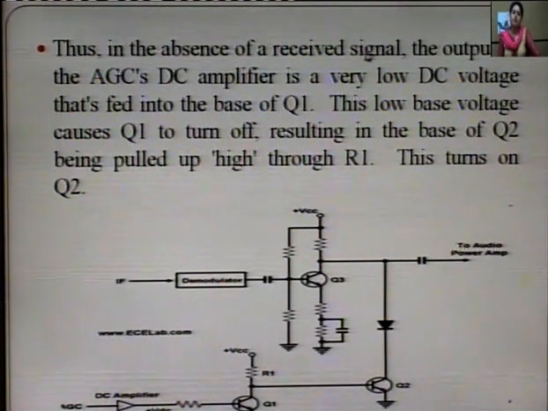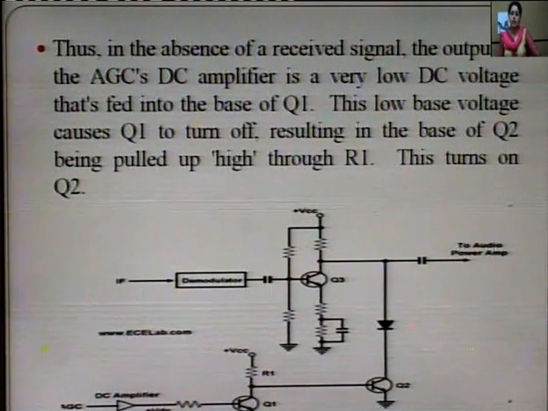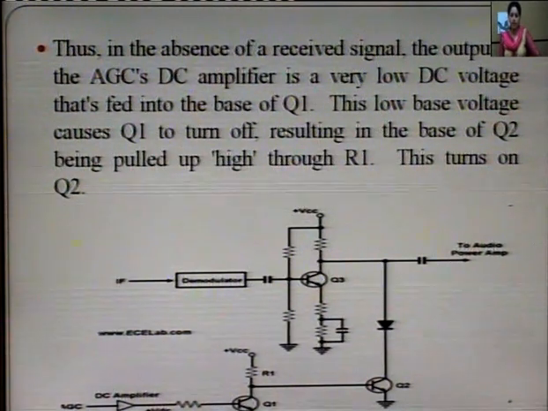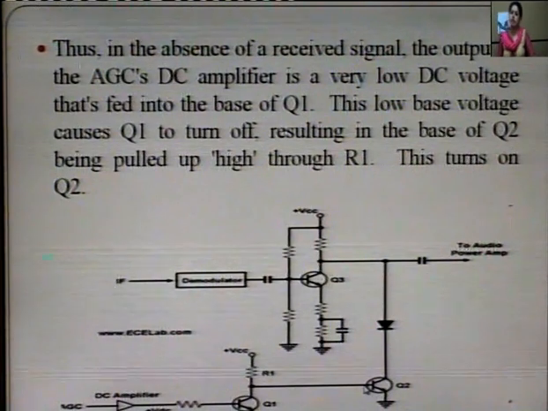In the absence of a received signal, the output of the AGC DC amplifier is very low. This very low DC voltage is fed to Q1. This low base voltage causes Q1 to turn off. This transistor will turn off, resulting in the base of Q2 being pulled up high through resistance R1, and this turns on your Q2. This is the case when the received signal was absent.